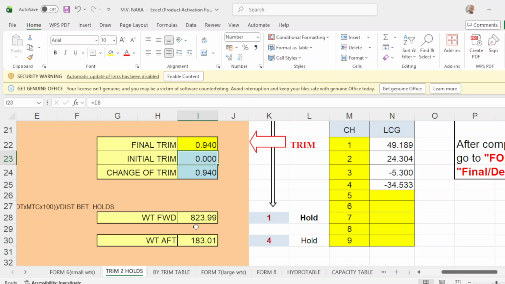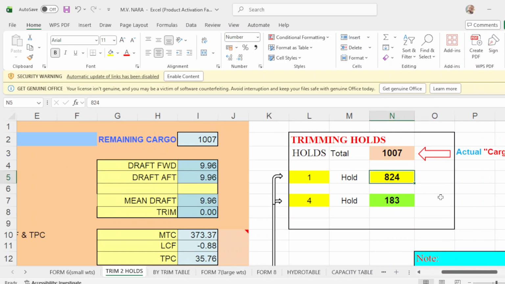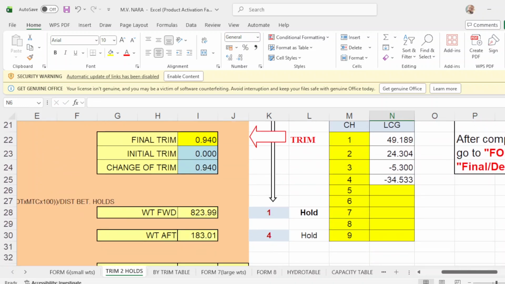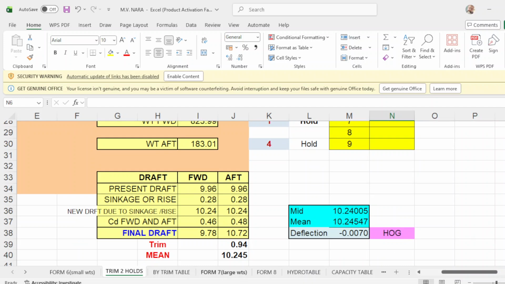So number 1 is 824. So put here 824, and to load in number 4 will be 183. Okay, 183. And what will be the final drop? The final drop will be, forward is 9.78, aft is 10.72. This is your trim holds 2.